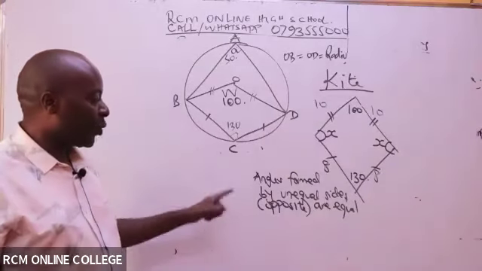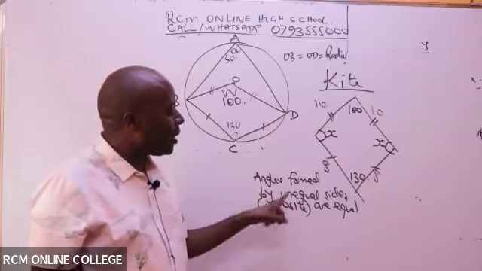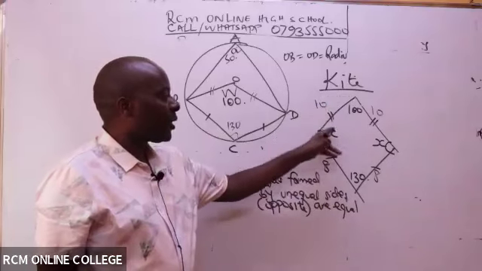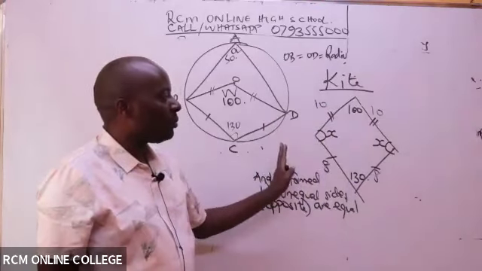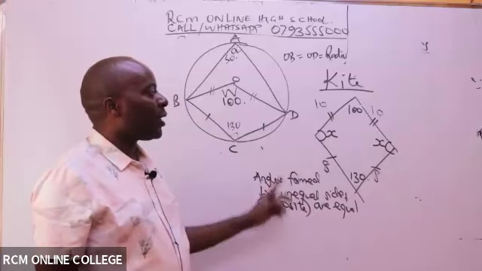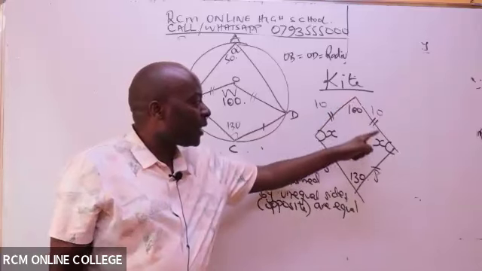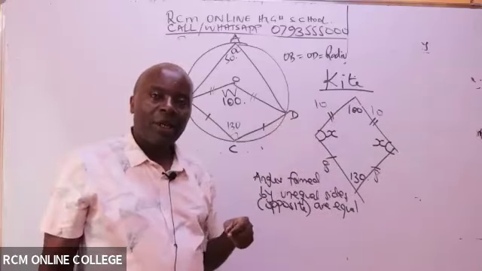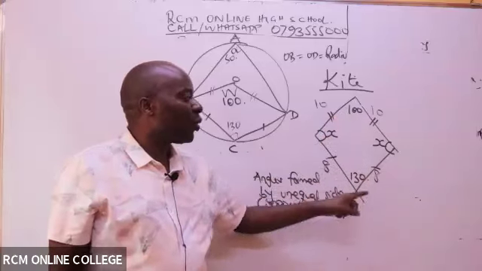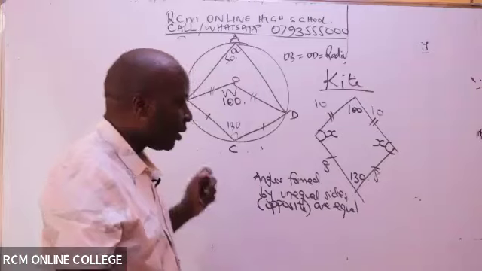So remember this for a kite: angles formed by unequal sides, like this one here, are always equal. And remember that it has 4 sides. It's a polygon with 4 sides, so when you add all the interior angles, they should add up to 360 degrees.